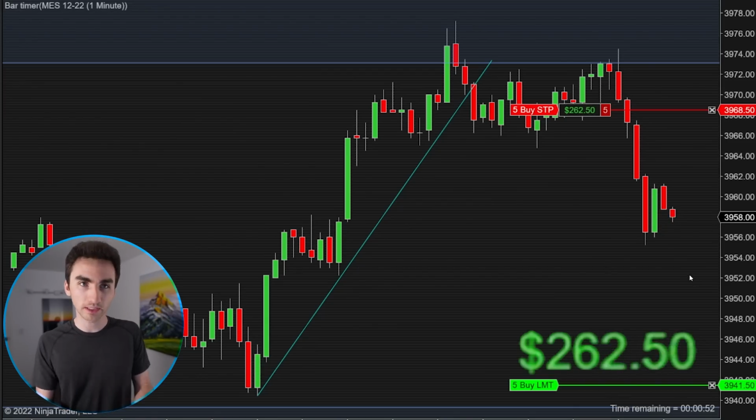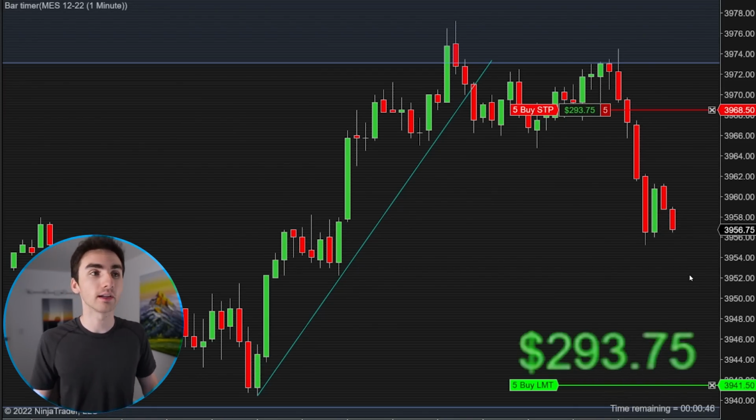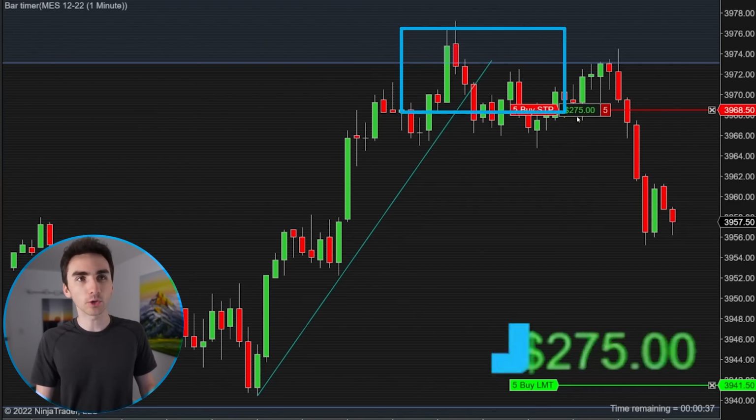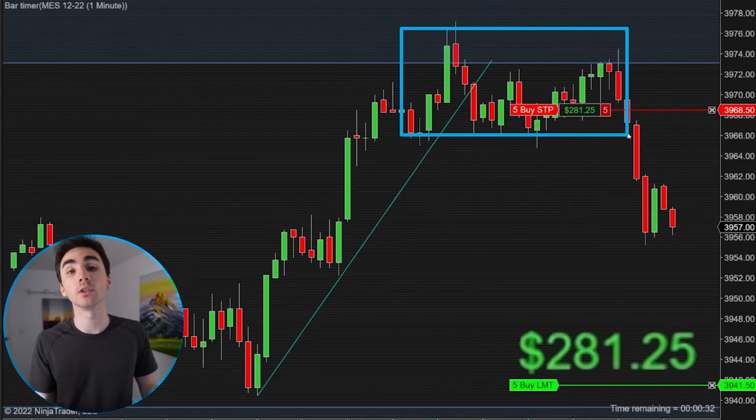Now, that's a really big key with trades in the market, if you're looking for reversal trades: you want to see this area of consolidation where the market is starting to lose momentum.